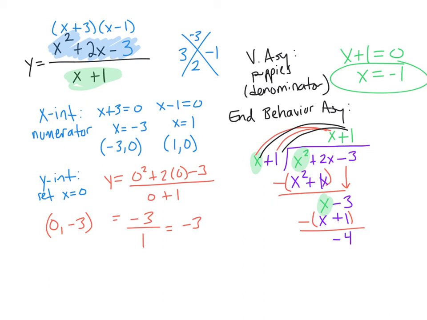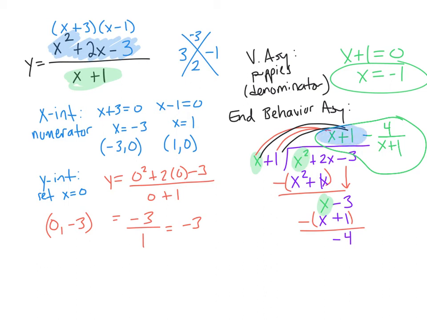Now, how many times does x go into negative 4? Nothing. Negative 4 is our remainder. So what I'm going to write up here is minus 4 over x plus 1. That is the answer to this problem. But remember, for my end behavior asymptote, which part do I need? I don't need the remainder. I only need this part right here.